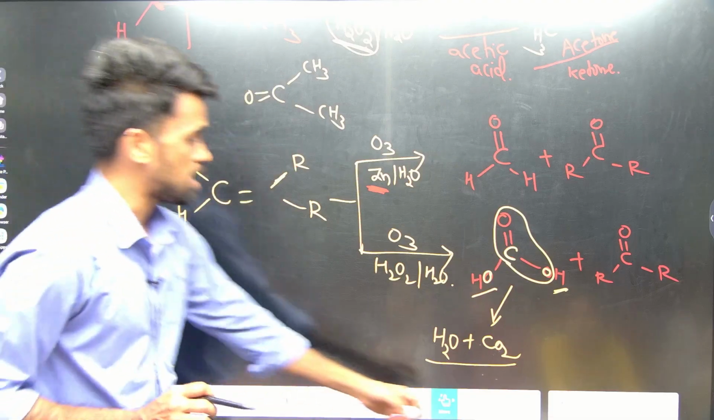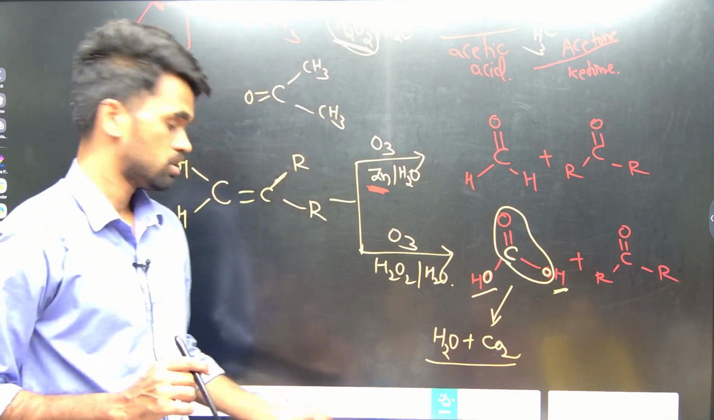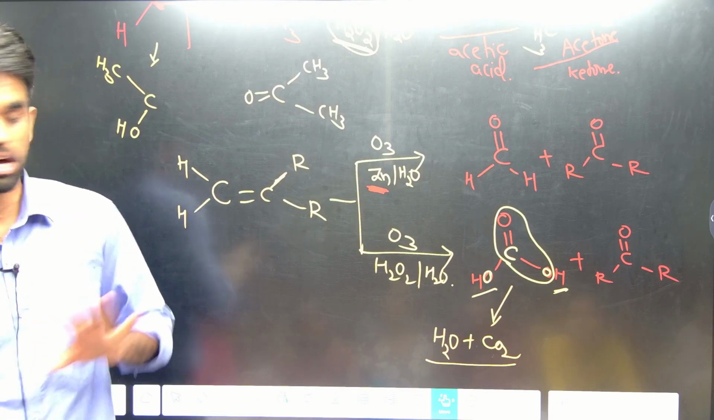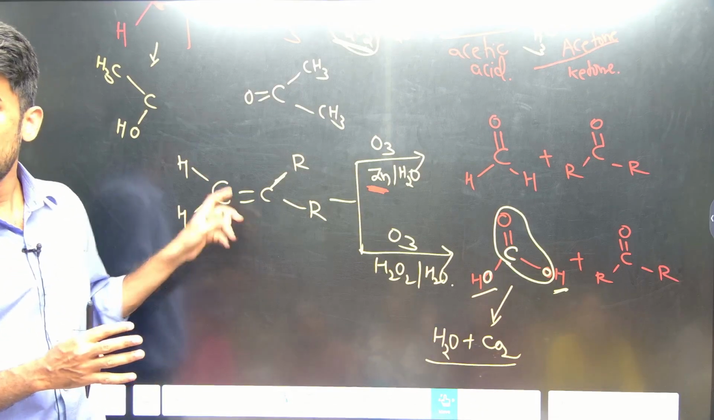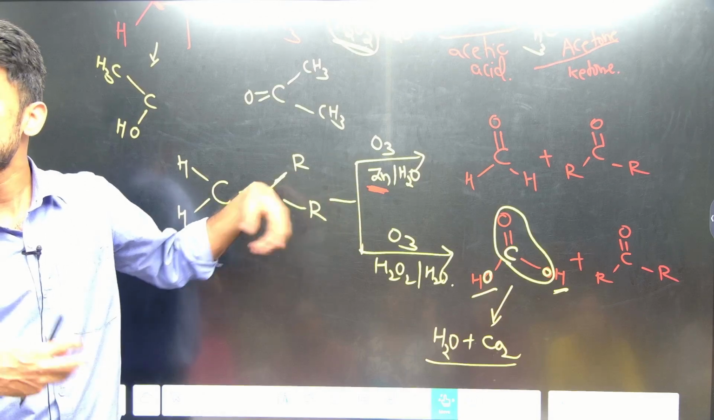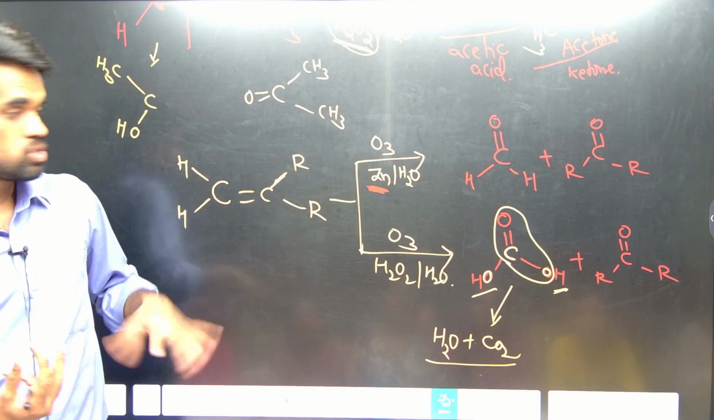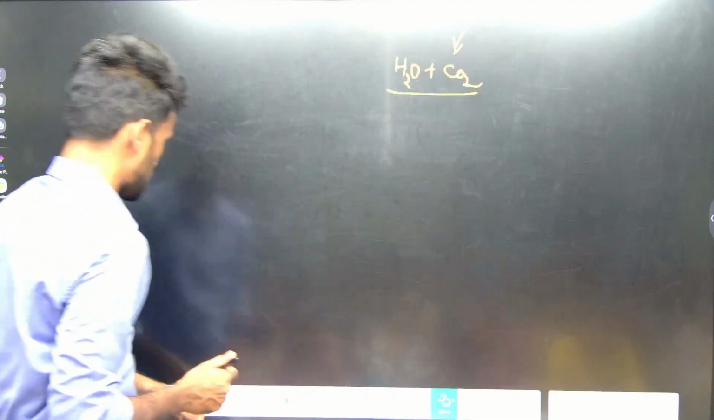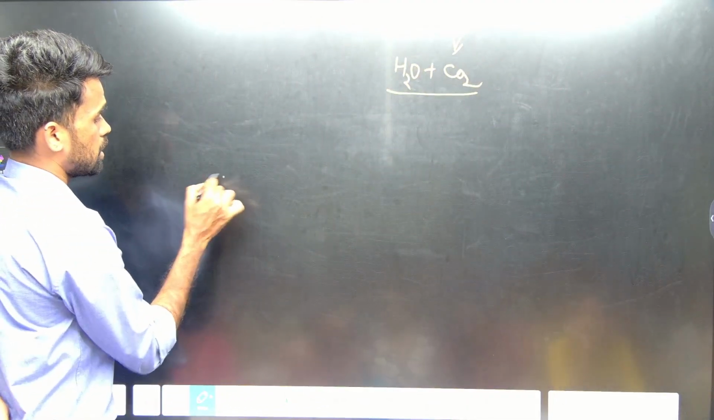So ozonolysis is oxidation or reduction? Finally, what you are doing to the alkene? Addition of oxygen. Addition of oxygen means what? Oxidation. So ozonolysis is an example of an oxidation reaction. Now there are some other examples of oxidation. See, alkenes.